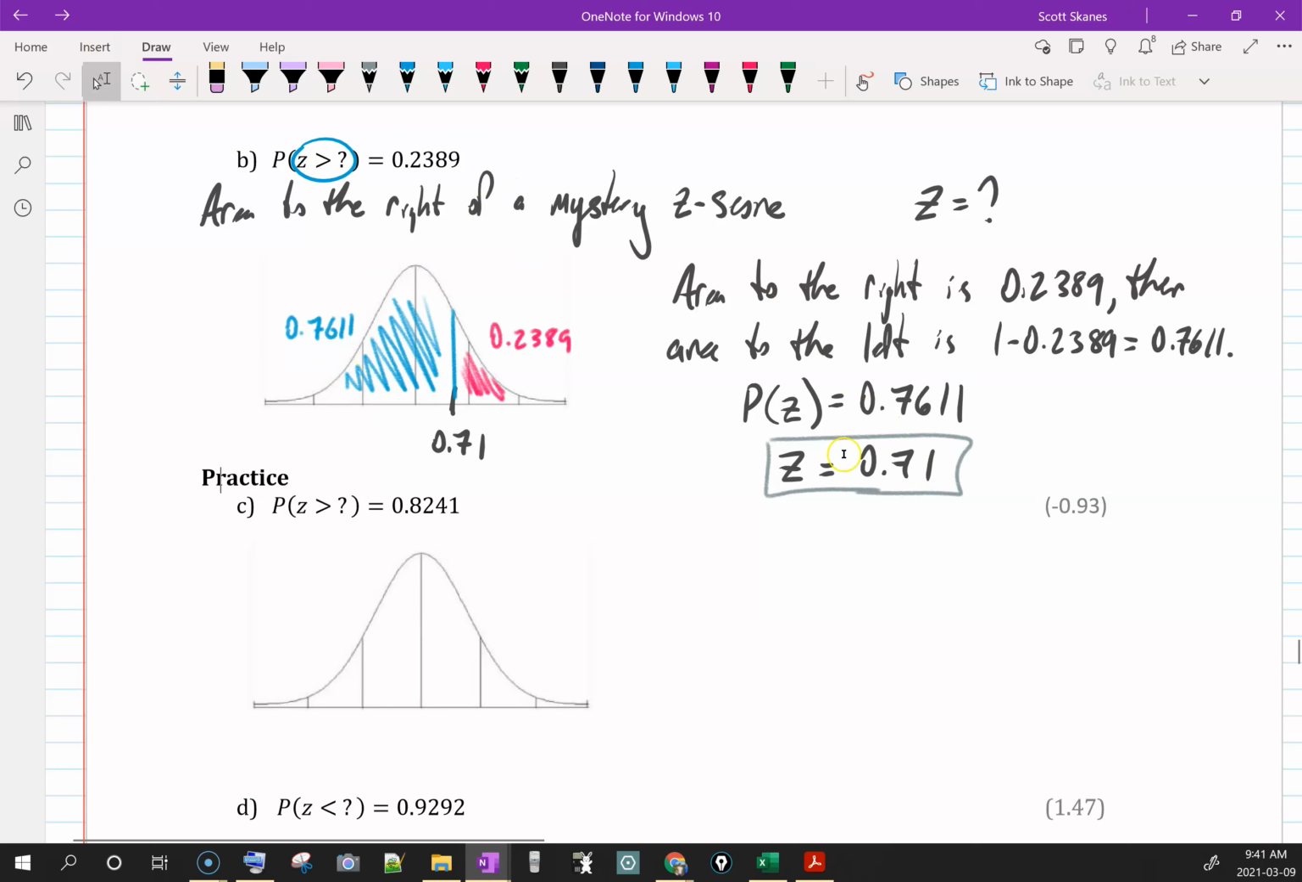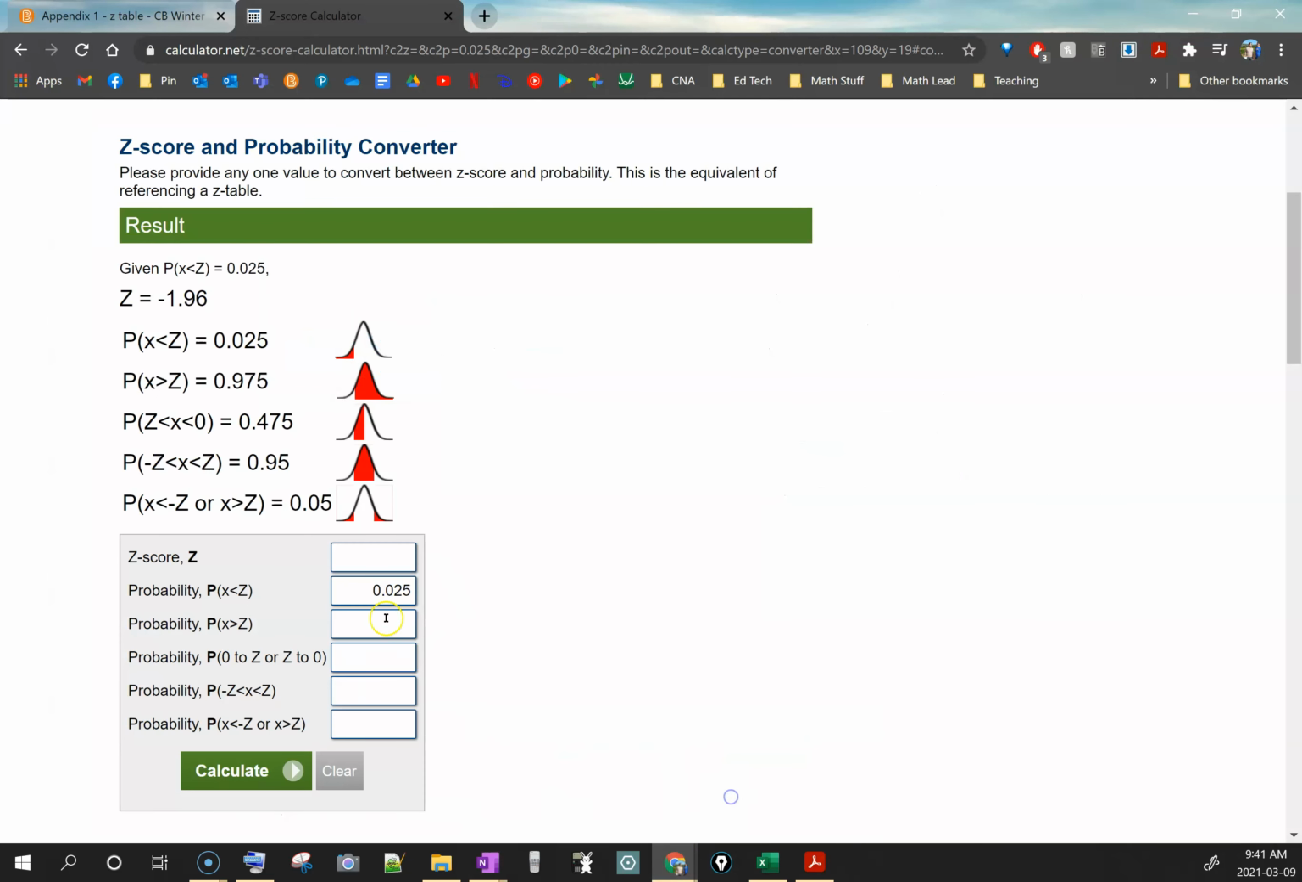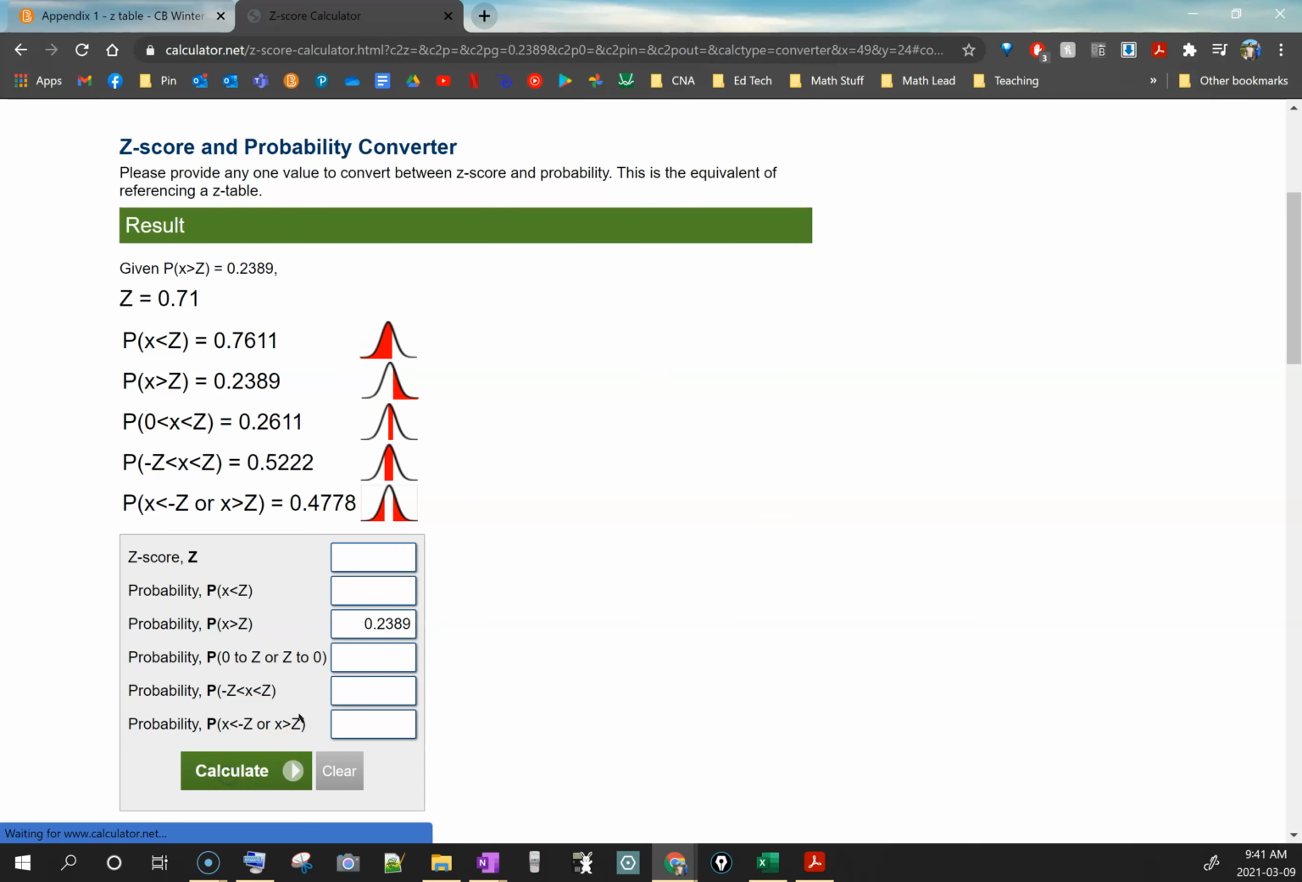Now, one last thing, I'll put this into the calculator online so you can see how this is done. So the probability is 0.2389. Probability above a certain z value is what was given. So 0.2389. Z-score is 0.71. It's exactly the same thing as I said it was.